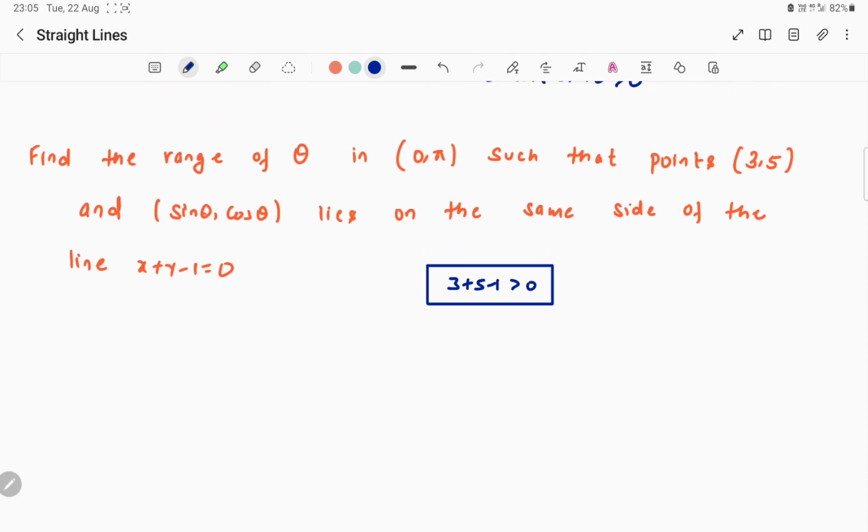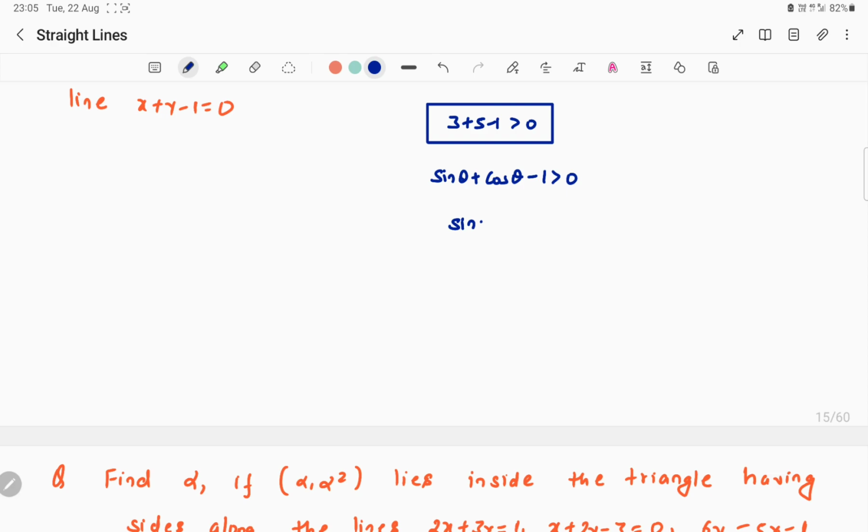It means when I substitute sine theta comma cos theta, that also should give positive. It means sine theta plus cos theta minus 1 has to be greater than 0, or sine theta plus cos theta is greater than 1, isn't it? So we can divide both sides by root 2. Why are we doing it? Because this was explained in trigonometry, or you would have come across it in trigonometry.